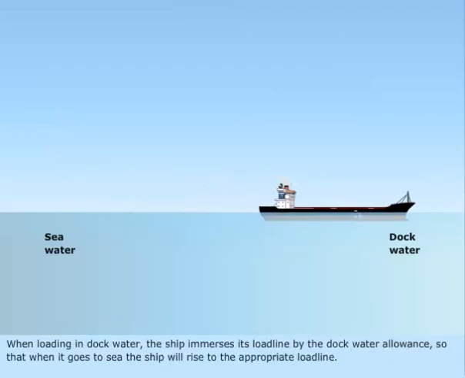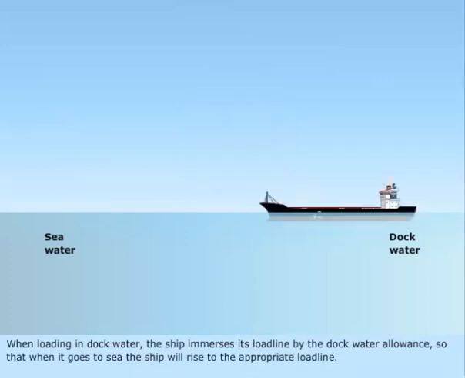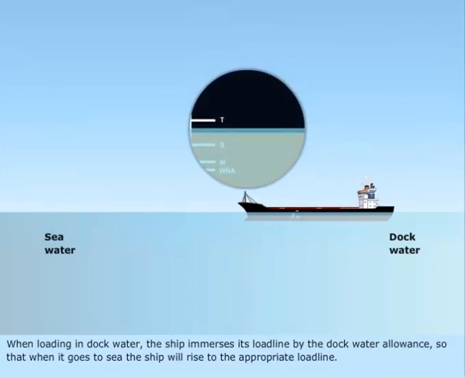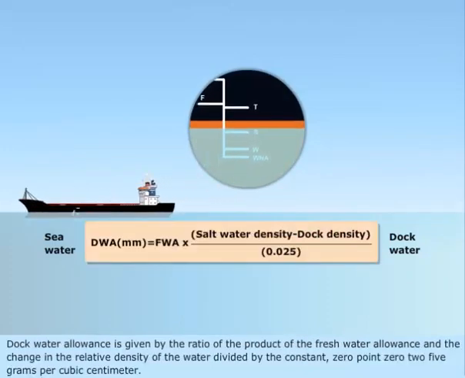When loading in dock water, the ship immerses its load line by the dock water allowance, so that when it goes to sea, the ship will rise to the appropriate load line. Dock water allowance is given by the ratio of the product of the fresh water allowance and the change in the relative density of the water, divided by the constant 0.025 grams per cubic centimeter.